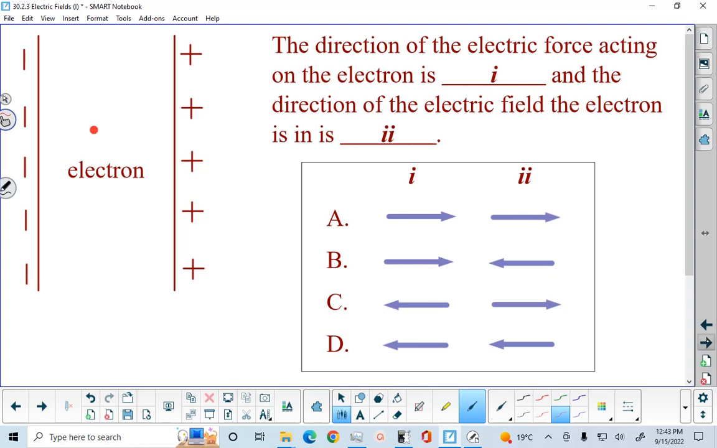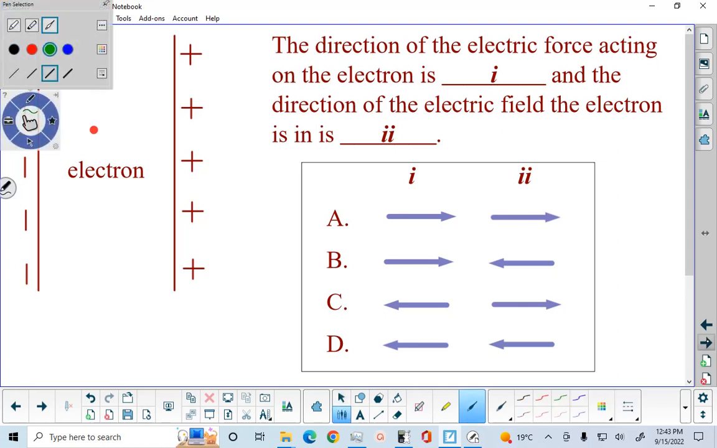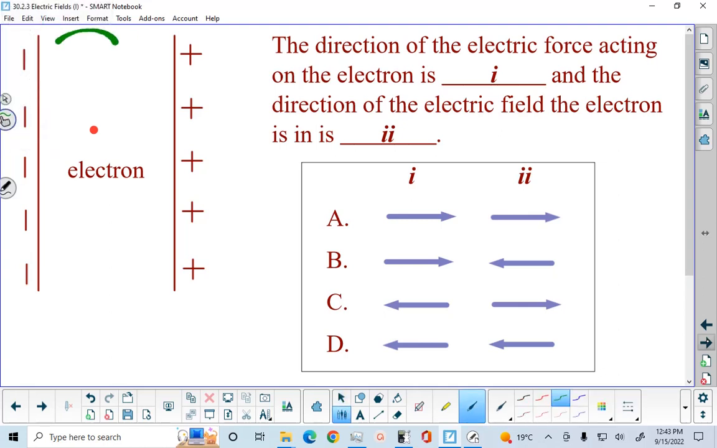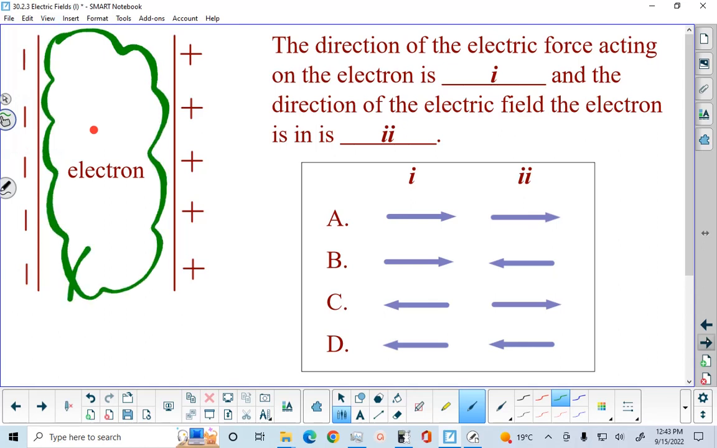I have one last question. You don't need to write this down. Let's just look up here together. What we're given is a diagram on the left-hand side of the page. You can see what I have. I have a metal plate that's positively charged and a metal plate that's negatively charged. And the idea here, everyone, is that this region is a region of space that contains an electric field.